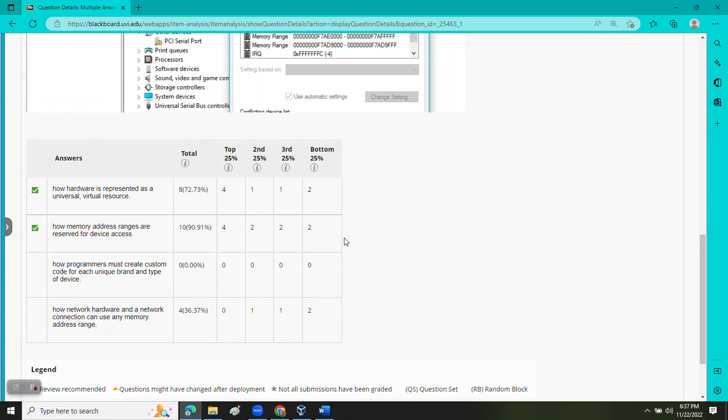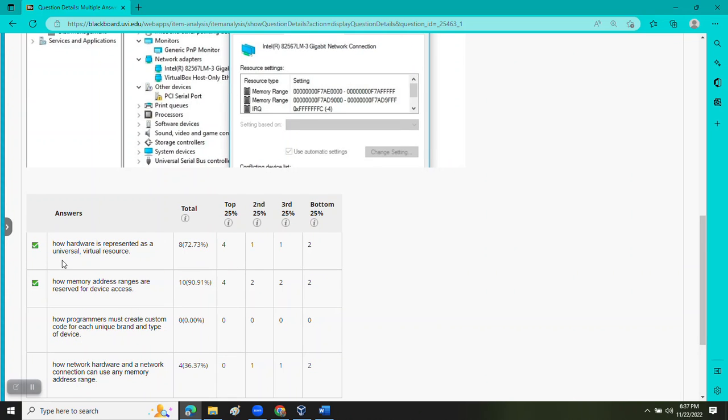This diagram shows how hardware is represented as a universal virtual resource. The operating system is often referred to as the virtual machine because it's built of generalized and virtual hardware components. The software applications are capable of accessing those resources even though there are different brands, different models, different components in every computer, because of this magic here. And here it shows how memory address ranges are reserved for device access.